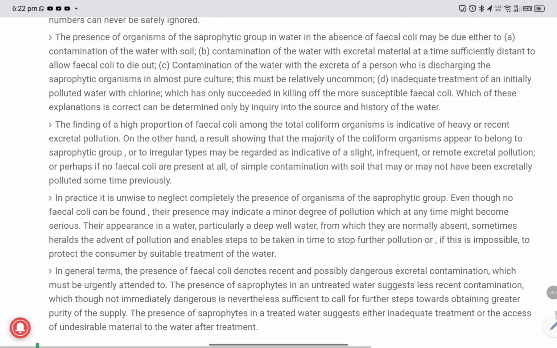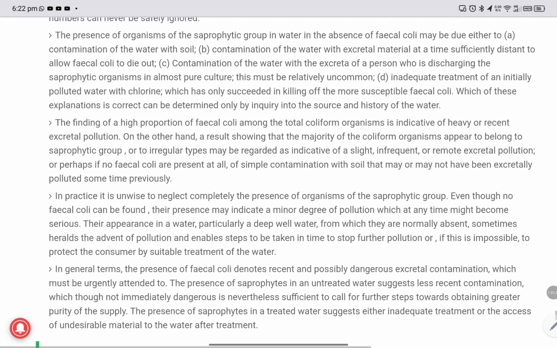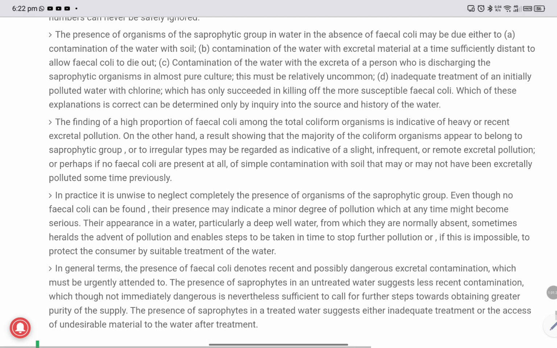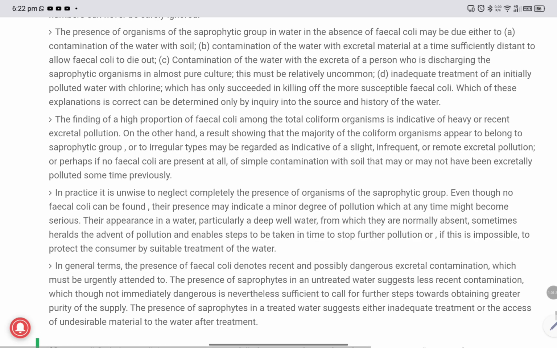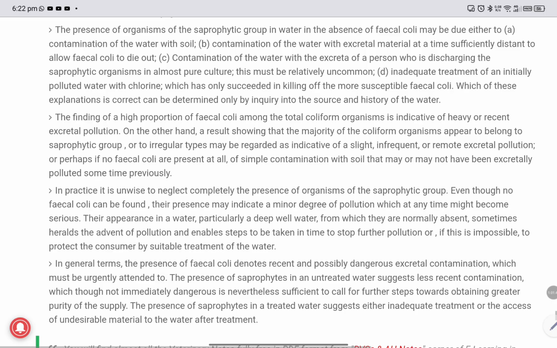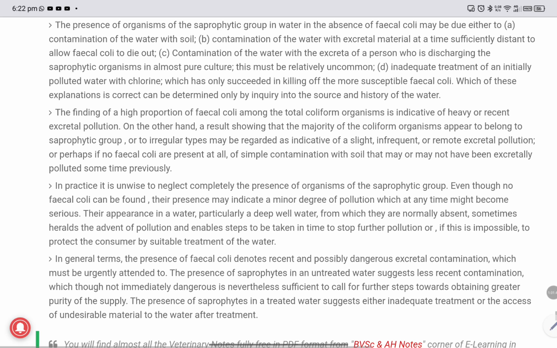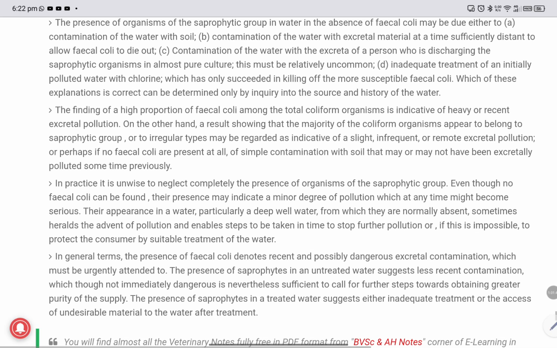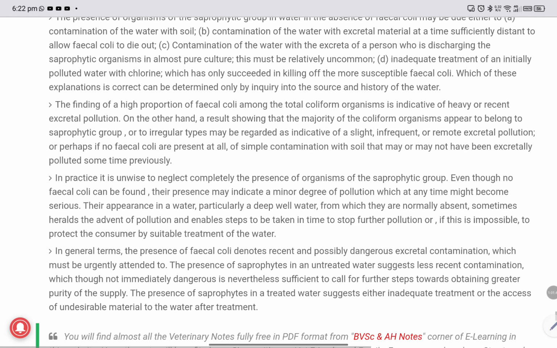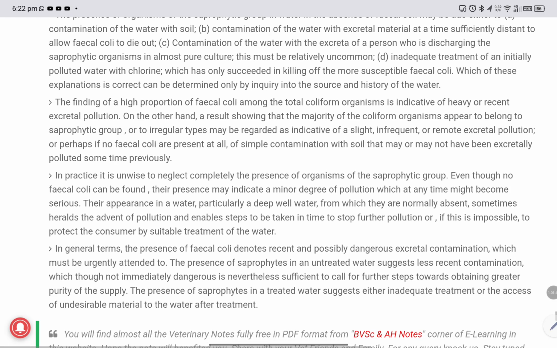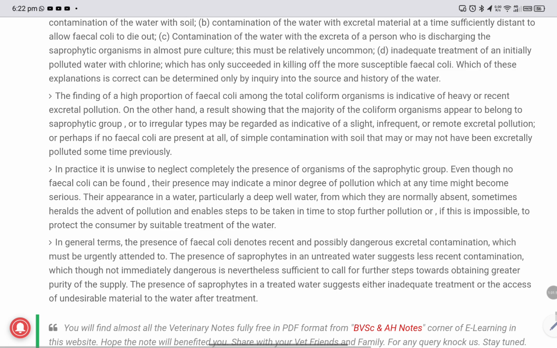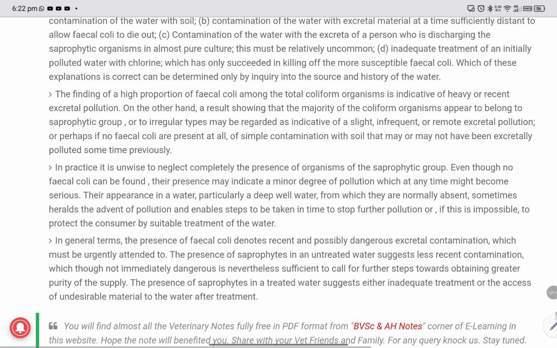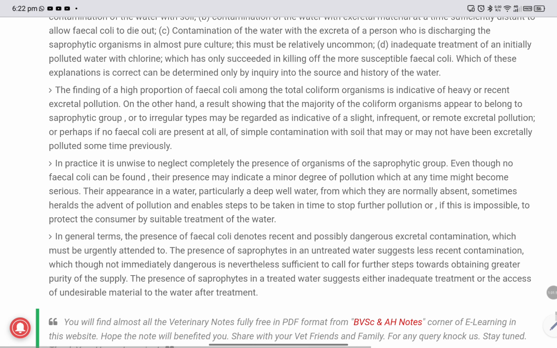Thus, this must be relatively uncommon. Another possibility is inadequate treatment of an initially polluted water with chlorine, which has only succeeded in killing the more susceptible fecal coli. Which of these explanations is correct can be determined only by inquiry into the source and history of the water.